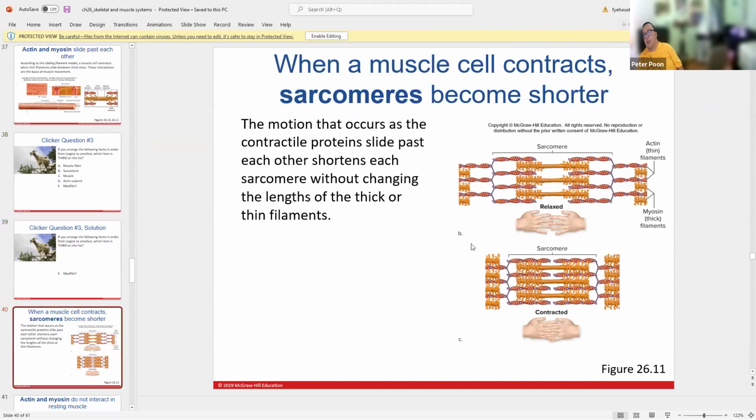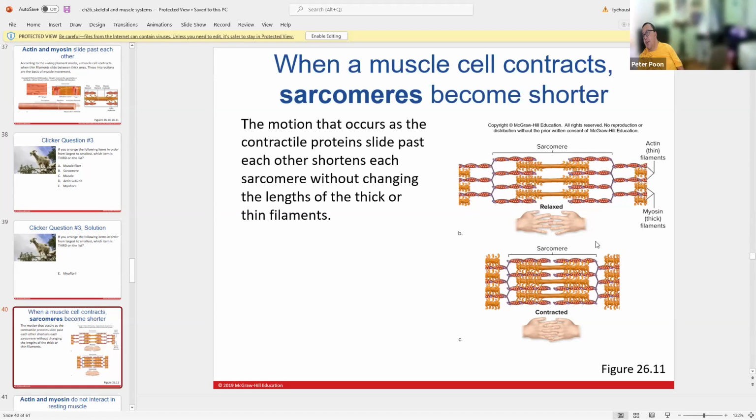So here's a sarcomere. A sarcomere is a functional unit of skeletal muscle. So when you build muscle, what you're building are sarcomeres. You don't build individual myosin and actin filaments. You build sarcomeres.